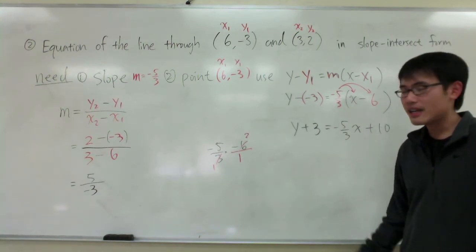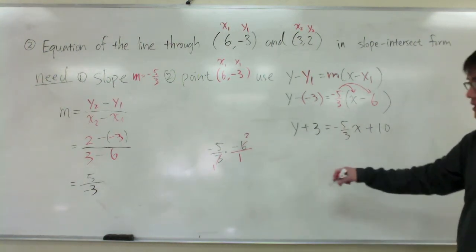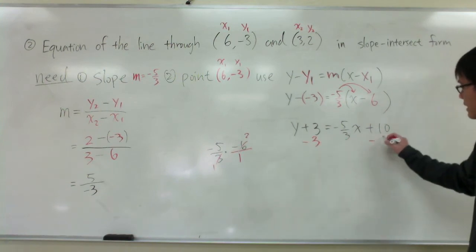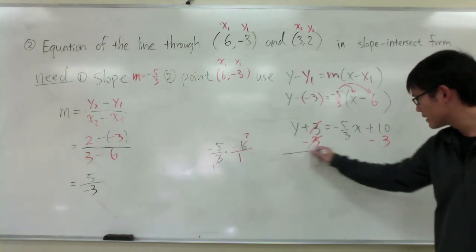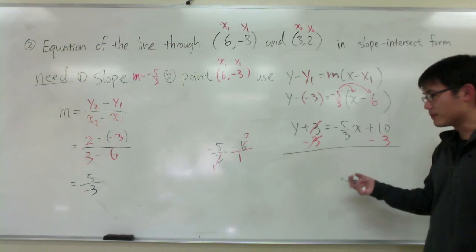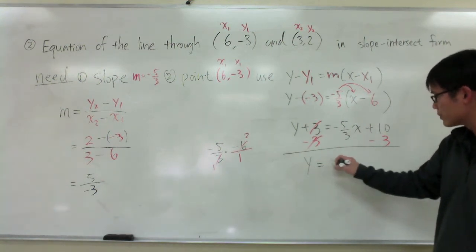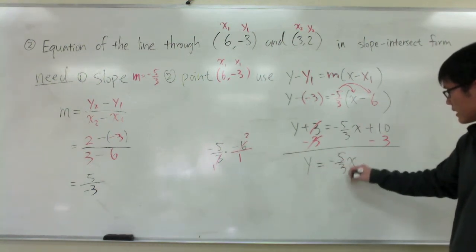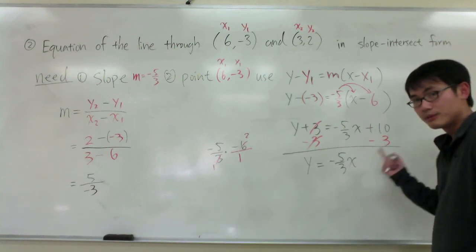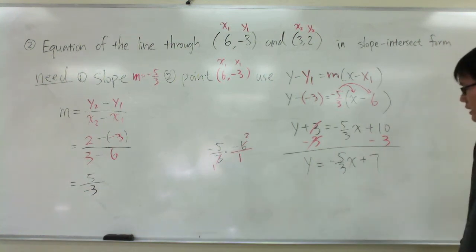And then I just need to isolate the y. I can subtract 3 on both sides. And finally, I will get my answer. This is y equals negative 5 over 3 x, plus 10 minus 3, which is equal to positive 7. And that's it.